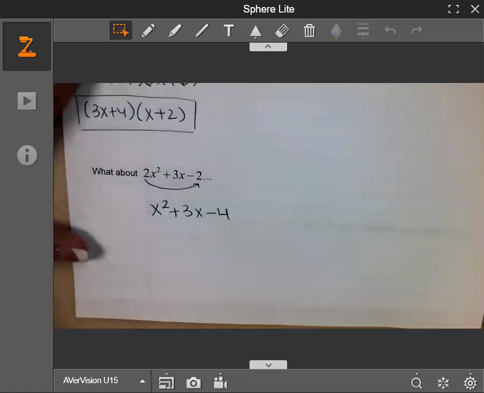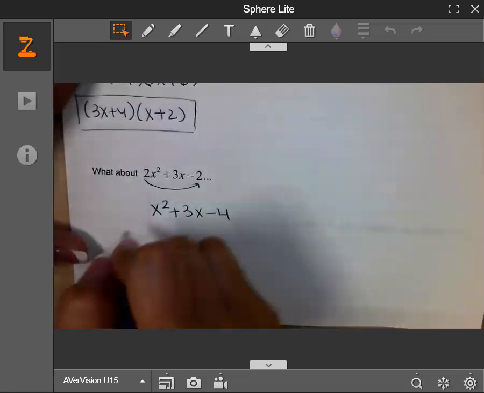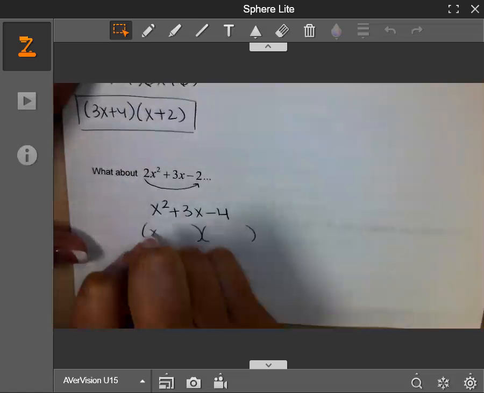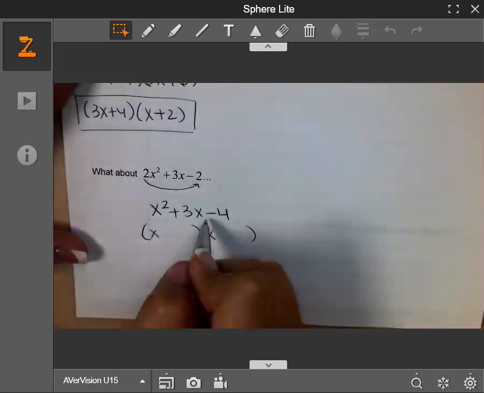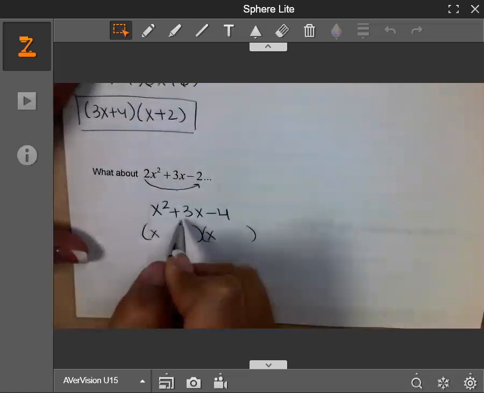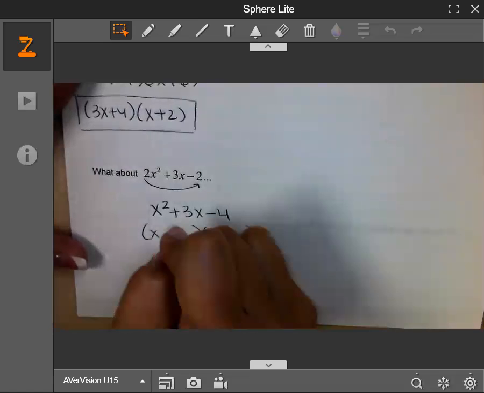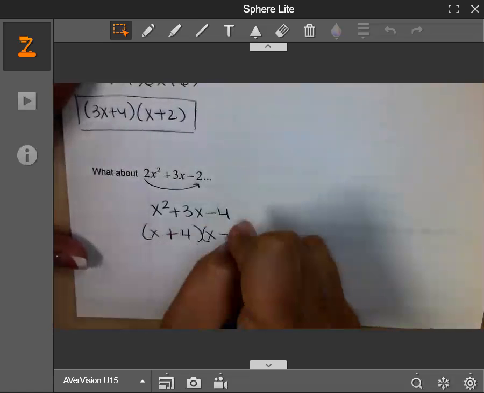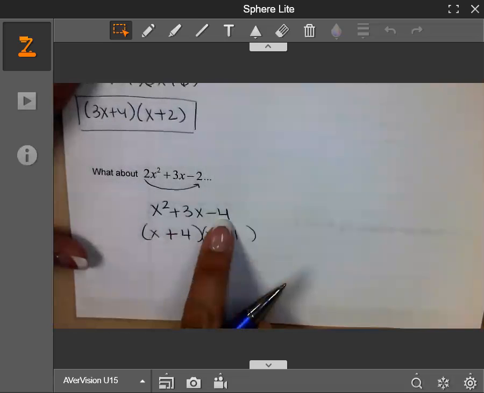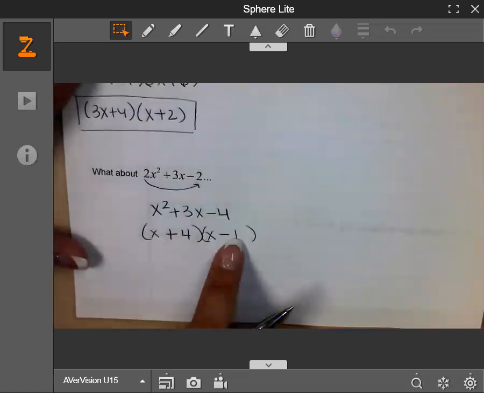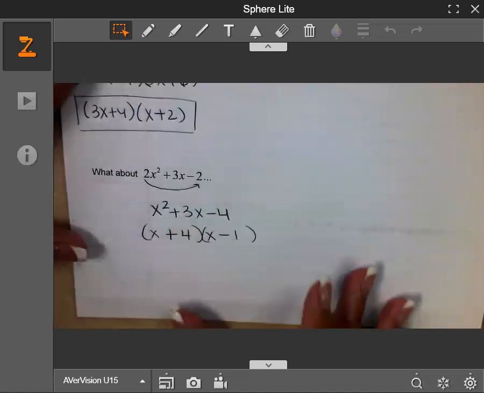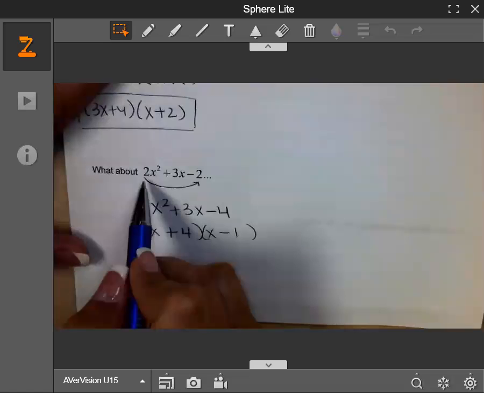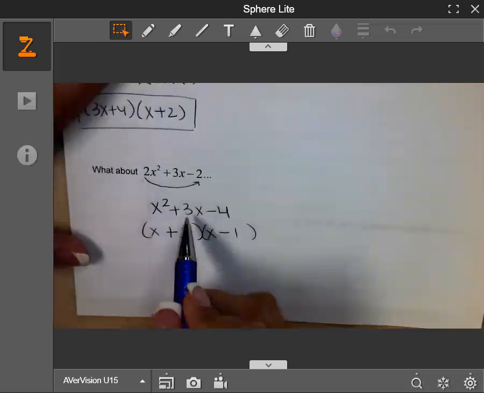So we're back to that method we learned at the beginning where we can go ahead and set up the two parentheses, x times x, and then look for what multiplies to be negative 4 and adds to be 3. Well, that would be a positive 4 and a negative 1, because positive 4 times negative 1 gives me a negative 4, and positive 4 plus negative 1 gives me a 3.